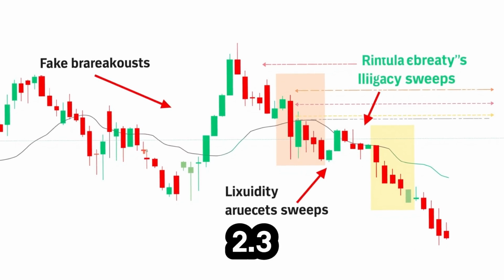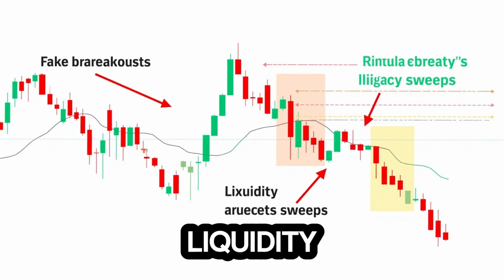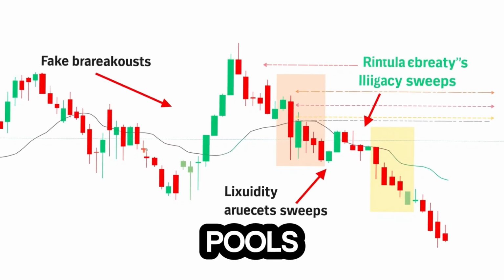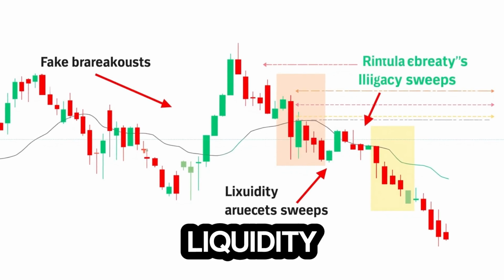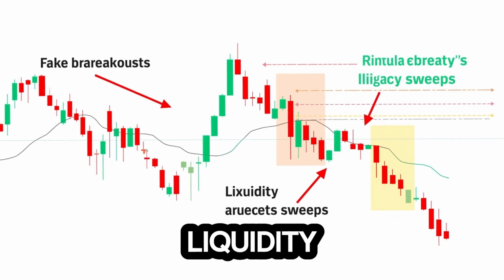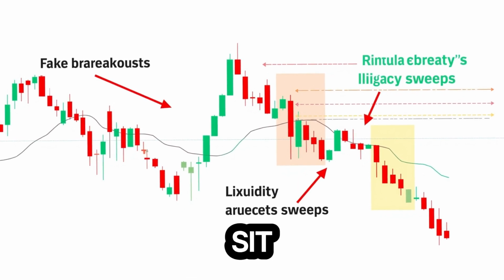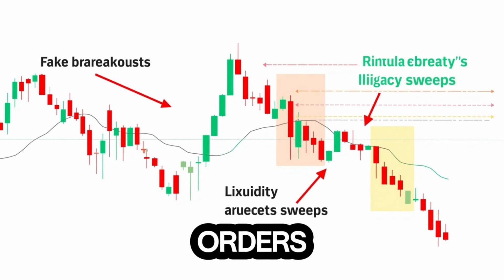Point 2.3: Liquidity pools, where the market hides fuel. Think of liquidity like water pools under the ground. Price moves to drink from those pools. These pools often exist above highs, buy-side liquidity, and below lows, sell-side liquidity. Why? Because that's where stop losses and pending orders sit. The market seeks stop losses because they're guaranteed orders, ready to be filled.